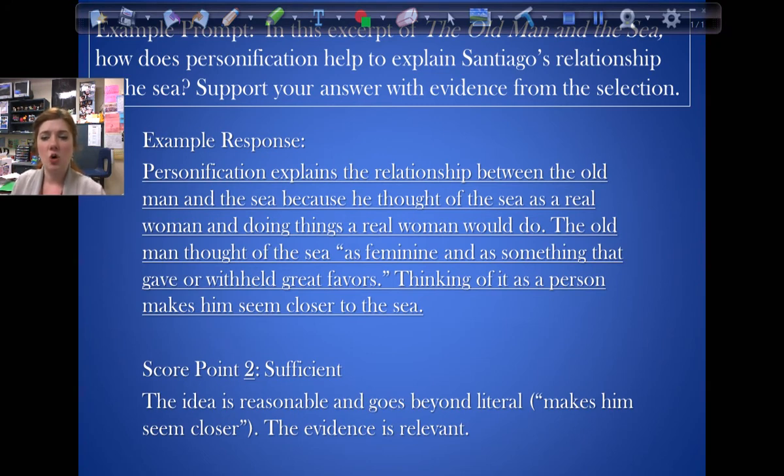I actually found a quote that cites something about the sea being like a woman, and I like that it says the sea does things that a real woman would do, and then actually interprets that relationship that Santiago has with the sea. It makes him seem closer to it. So we're not exactly copying, we're interpreting. Most of you will get in this range, which is perfectly fine, right? We answered the question, we went a little bit deeper than the most obvious answer, and we found a quote that was accurate and relevant.